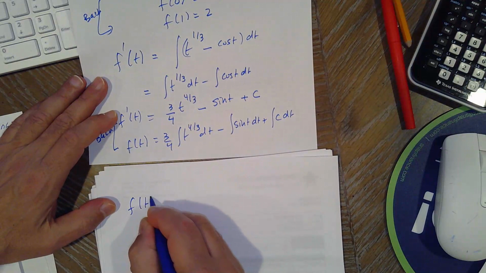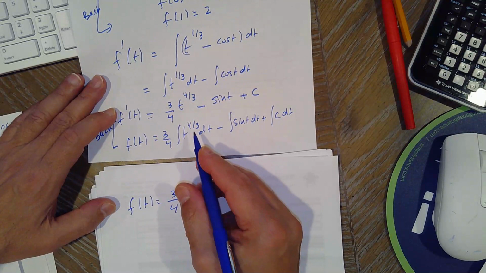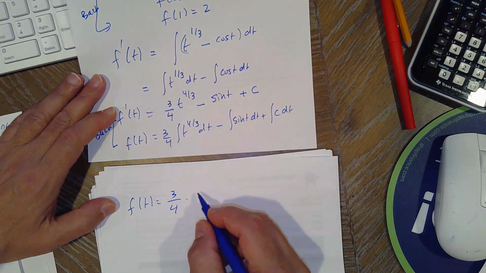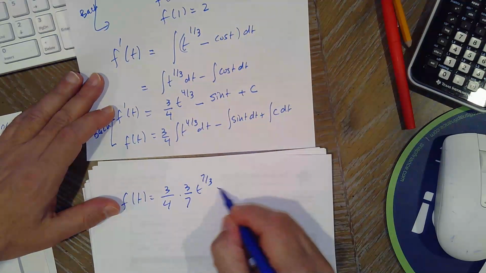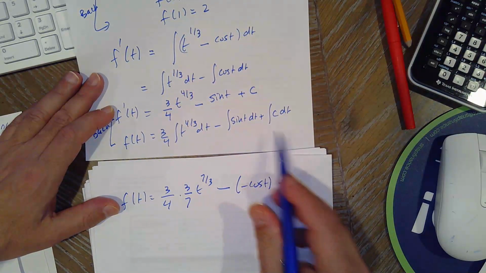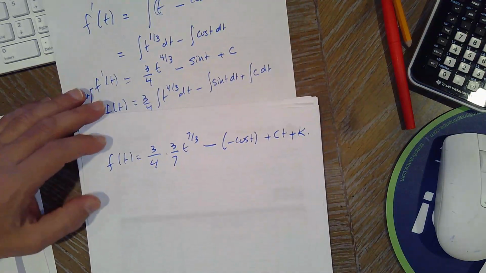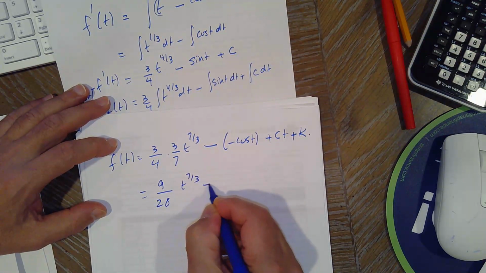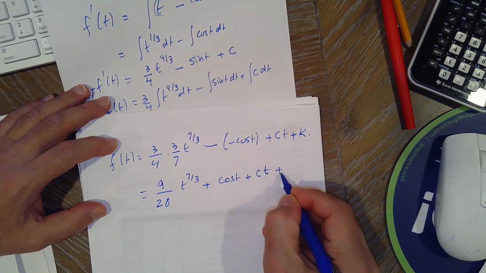So f of t equals 3/4. We add 1 to that: 4/3 plus 1 is 4/3 plus 3/3, which is 7/3. And instead of dividing by 7/3, we multiply by the reciprocal. Integral of sine is negative cosine, plus integral of c dt is ct plus another constant k. So this is 9/28 t to the 7/3 plus cosine t, because you have two minuses, plus ct plus k.